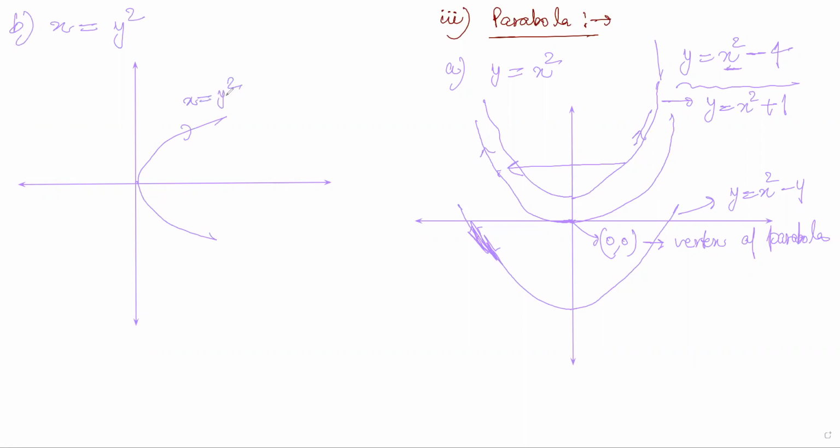Now, if you are given x equals y square plus 1, just simply check, put y as 0, you would get x as 1. So if x equals y square plus 1, this would be the graph. The vertex would be this point, 1, 0. And similarly, if you need to draw x equals y square minus some constant, let's say this is 2, this point will be minus 2, 0. And this point will be 1, 0.